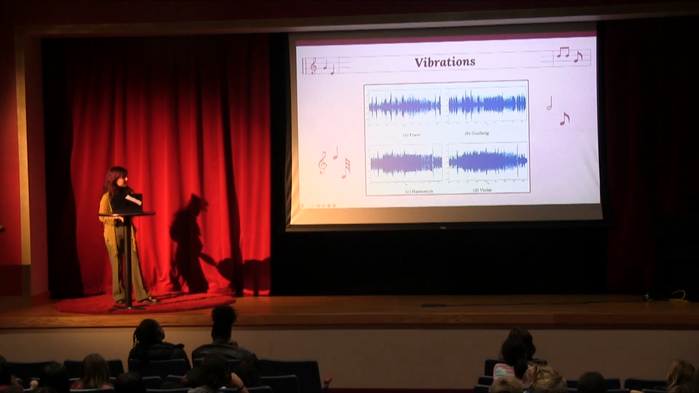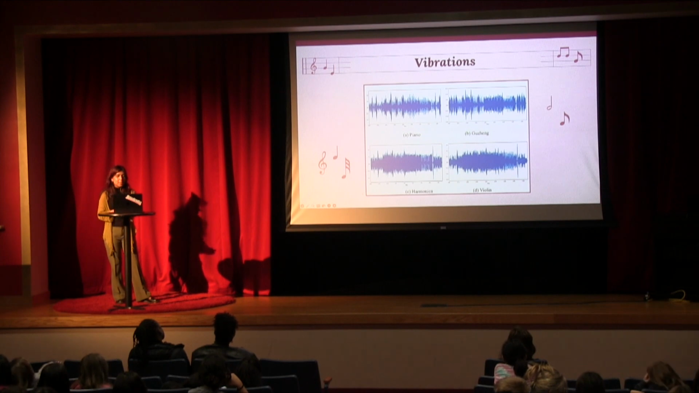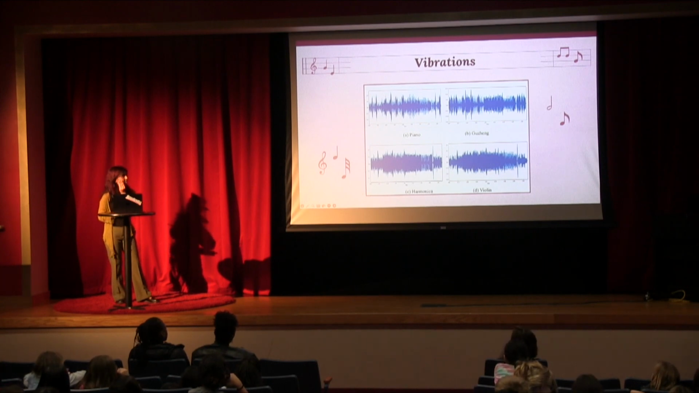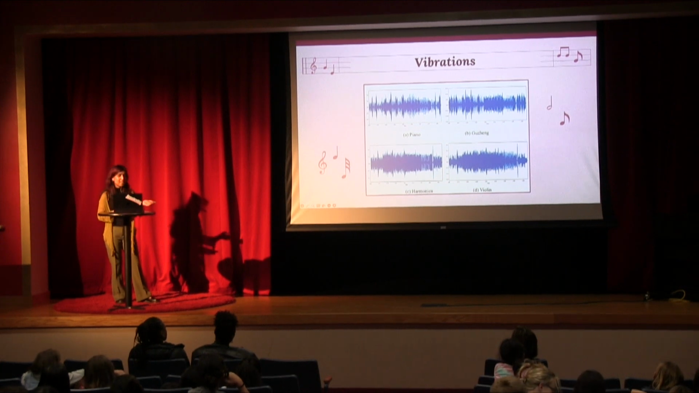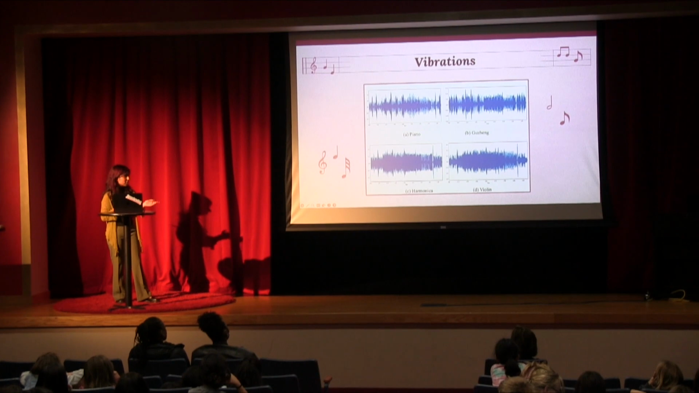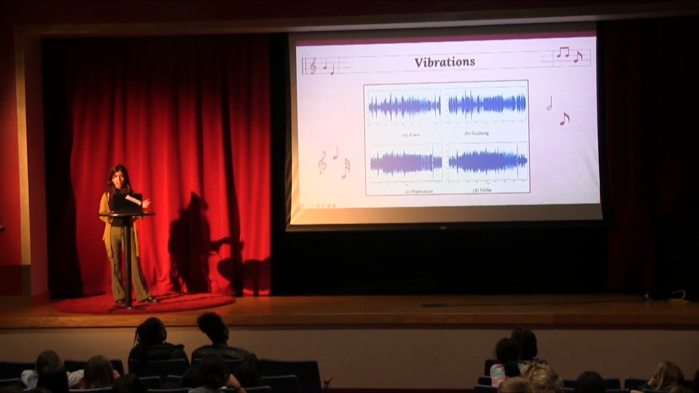This is a graphic on different vibrations. These are 4 different instruments that are all playing the same piece of music at the same volume, but you can see through the differences in the vibrations that they are in fact producing different sounds, and that's how you can differentiate between the sound of a piano or the sound of a violin.